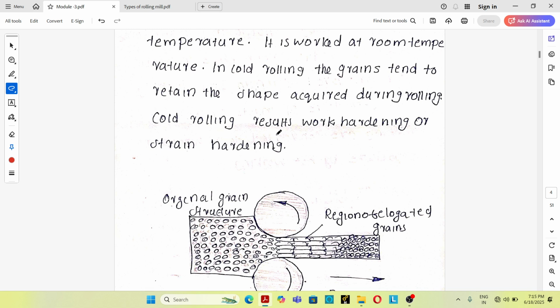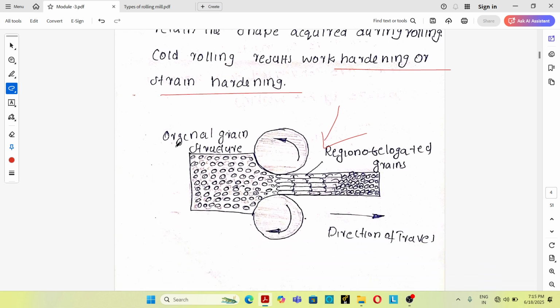Cold rolling increases the work hardening and strain hardening of the metal. That's the important point: cold rolling always increases work hardening or strain hardening. This is the diagram of a cold rolling process.